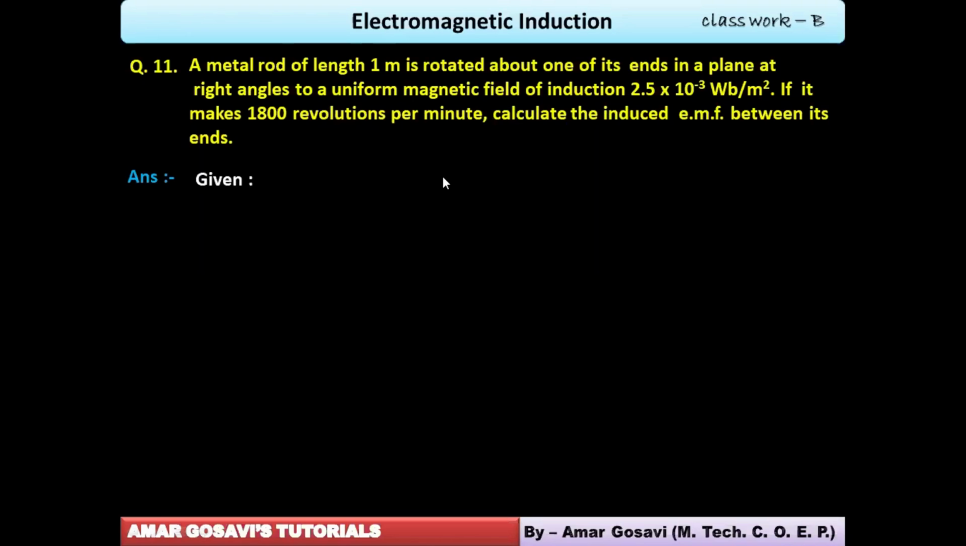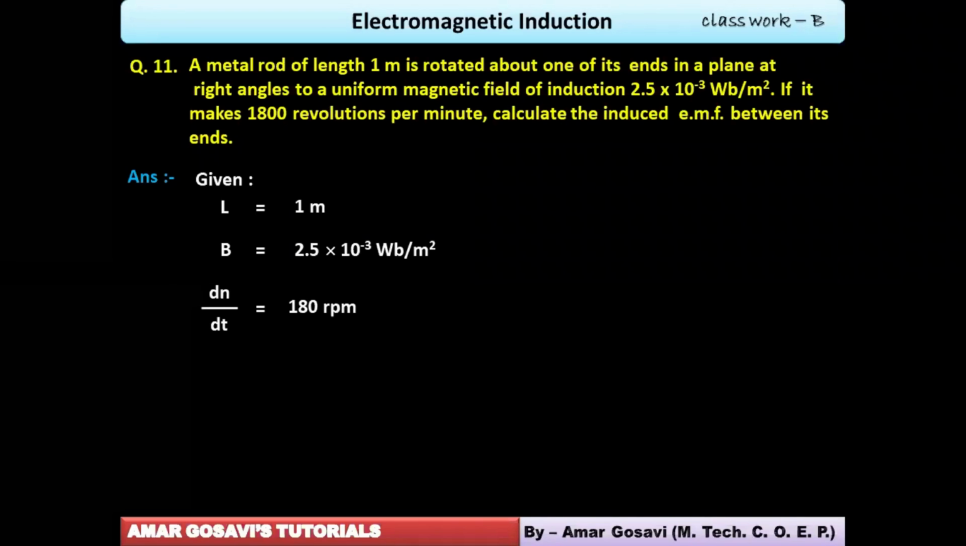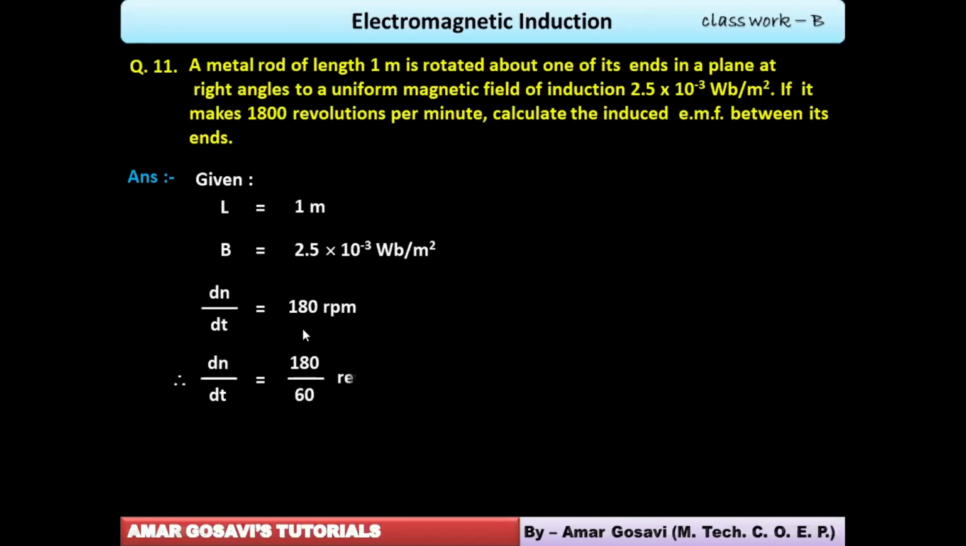So here the velocity is in terms of angular velocity. Right? So the length is given 1 meter, B given to you 2.5 into 10 raised to minus 3, and you can see dn by dt is the frequency is 1800 revolutions per minute. Okay, you convert it into seconds, so 180 divided by 60. So you make the correction over here. Okay, so it's not 1800, it is 180 then. So dn by dt, you get it as 30 revolutions per second. So please make that correction over here. Instead of 1800, it should be only 180. All right.